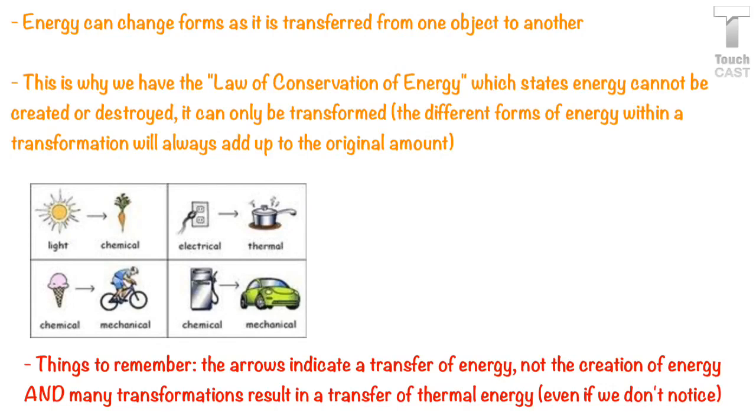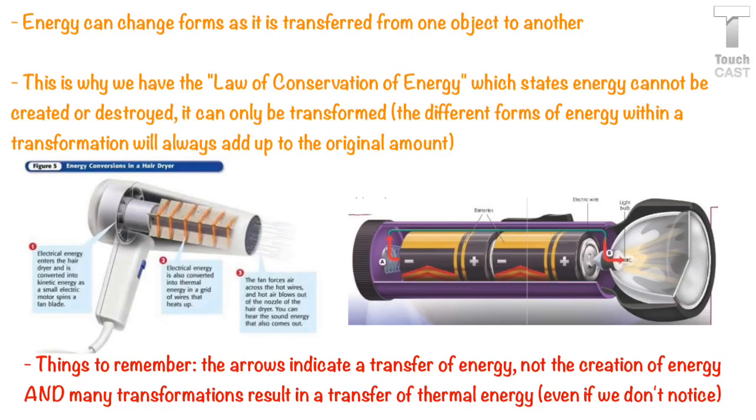You're actually going to be expected to identify multi-step transformations, and here are 2 of those. So in a blow dryer, electrical energy actually is converted to mechanical energy, which spins the blades. It's also converted to thermal energy, and that fan forces the air out. You also get sound energy. In the flashlight, you have chemical energy in the batteries being transformed to electrical energy, and then light and thermal.